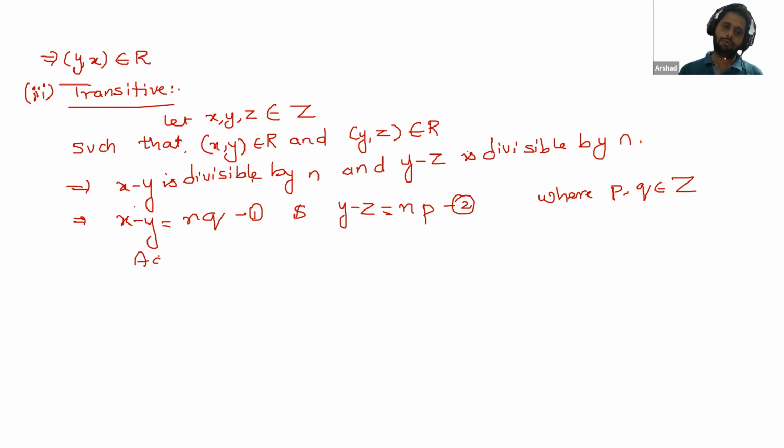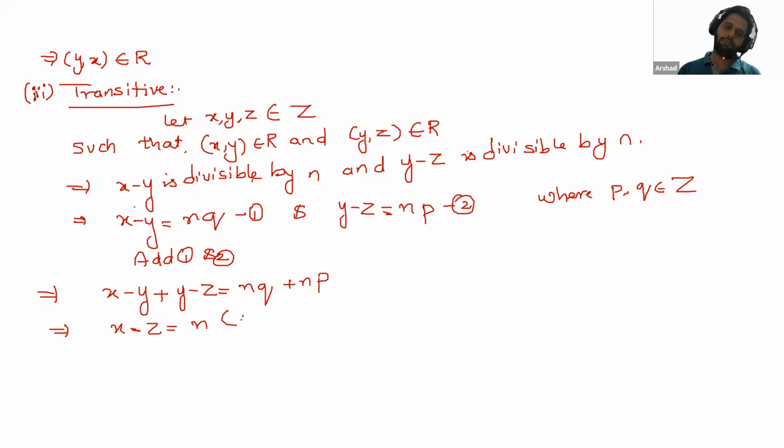Add 1 and 2. So you will get: x minus y plus y minus z is equal to nq plus np. So from this, y will cancel out and we will get x minus z, which is equal to, now from this you can take n common, so you will get n into q plus p. Now can anyone tell me whether this expression is divisible by n or not? It is divisible. Because n is getting multiplied with this complete bracket, let this be third.